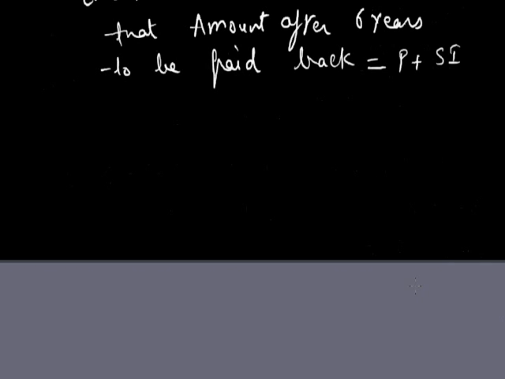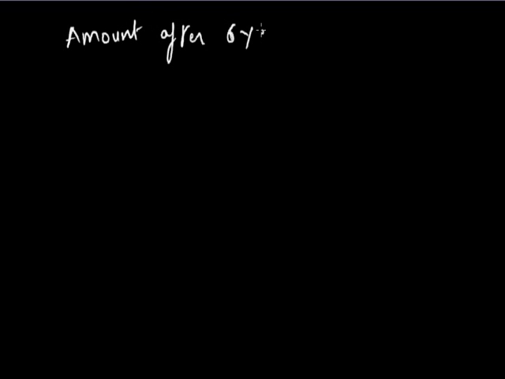Now as we have calculated that simple interest for 6 years is rupees 60 on a principal of rupees 100, amount after 6 years is equal to principal plus simple interest of 6 years. Principal in our case we have assumed rupees 100, and simple interest we have calculated rupees 60. This means the amount to be paid is rupees 160.